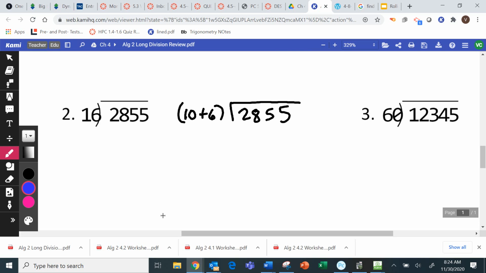Does it fit twice? 10 goes twice. Does 6 also go twice? You see, I'm looking at them separately. You guys know 16 doesn't go into 28 twice, right? So it's just one time. So we're going to multiply: 1 times 10 and 1 times 6, which is 16. Then I'm going to subtract, and I get 12. Bring it on down, bring it on back, start again.